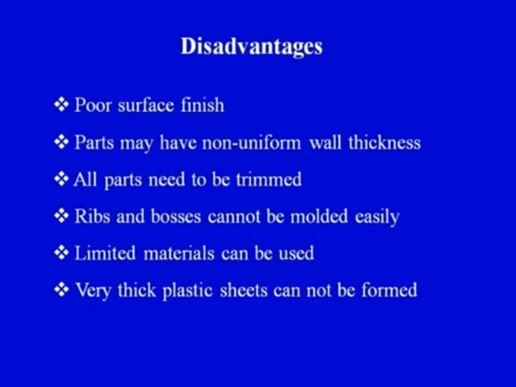There are other processes which are suitable for making this type of product designs. But yes, with thermoforming we have to exercise caution if the product design necessitates ribs and bosses. Then we can see limited materials can be used. All types of plastic materials cannot be thermoformed because of certain process constraints, because we have to heat it, it should soften on heating, and the material should have the tendency to be deformed into the desired shape without actually fracturing.